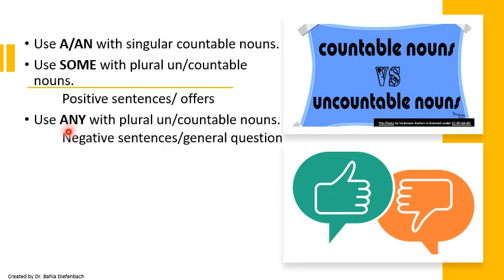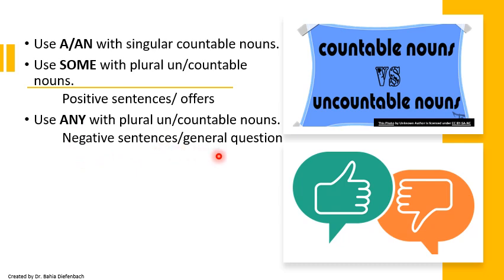Now, when do I use any? Again, plural, same thing. Uncountable or countable nouns. But when it is a negative sentence, that's when I use any. For example, I don't have any tea. I don't say I don't have some tea. In this case, you use any. I don't have any tea.